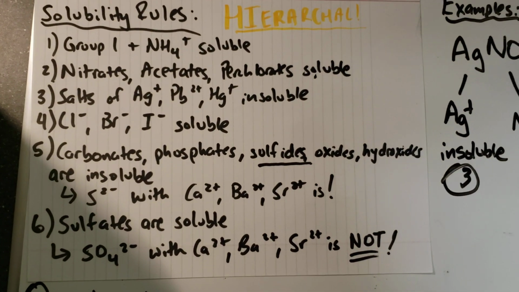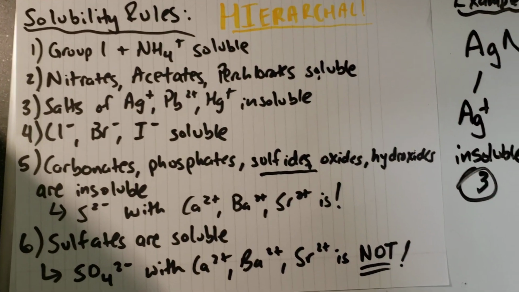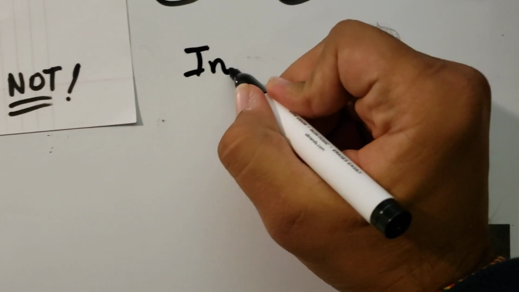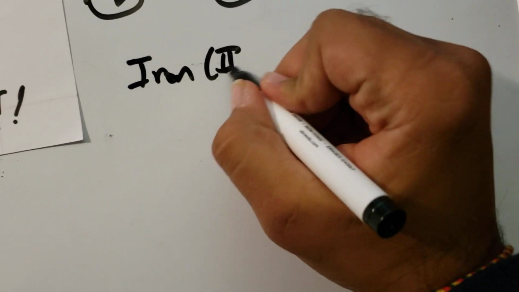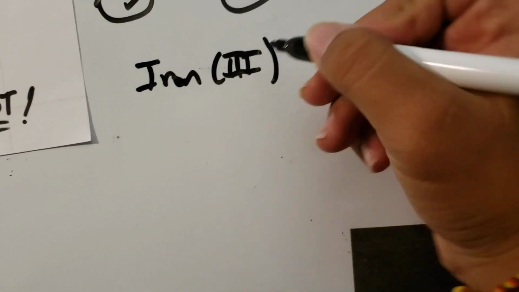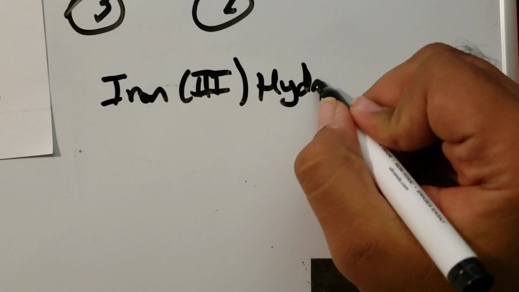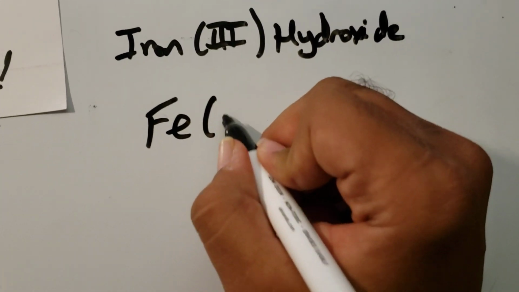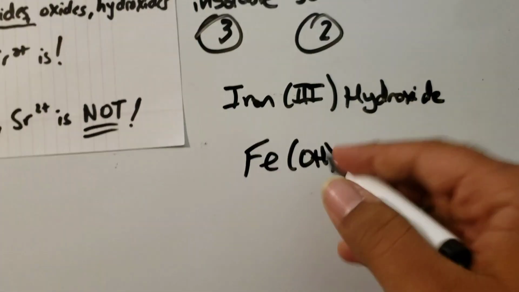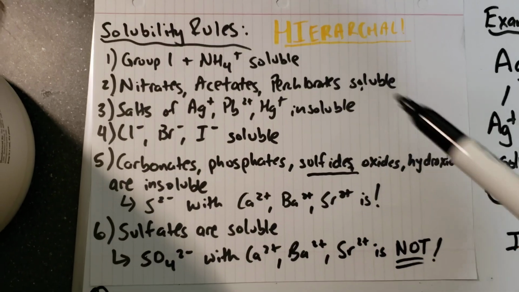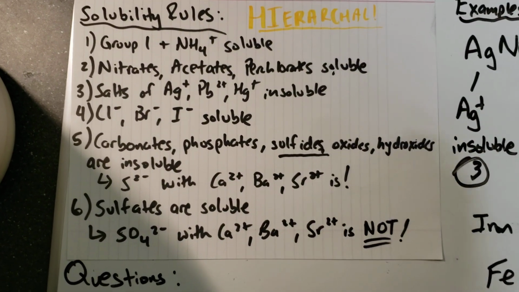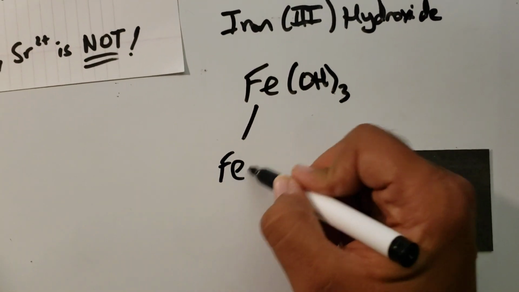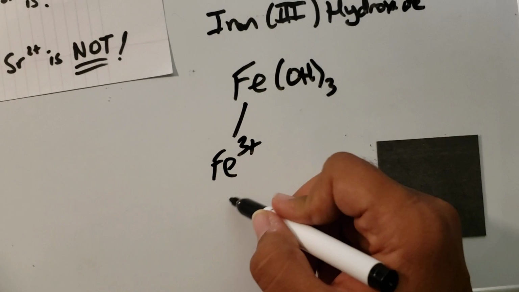Now, let's look at another example. Let's say we have iron 3 hydroxide. The chemical formula for this would be Fe(OH)3. Let's look at the rules. I get nothing for iron from these rules. Okay, not to worry. I didn't get anything from iron. We're just going to leave that blank.